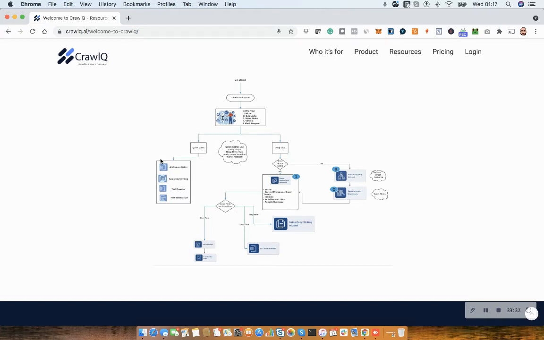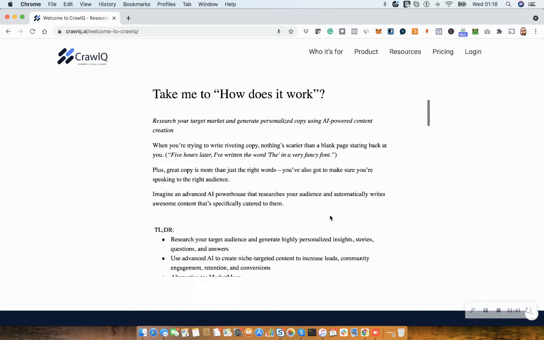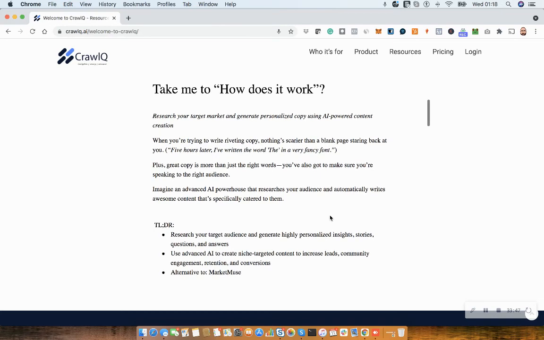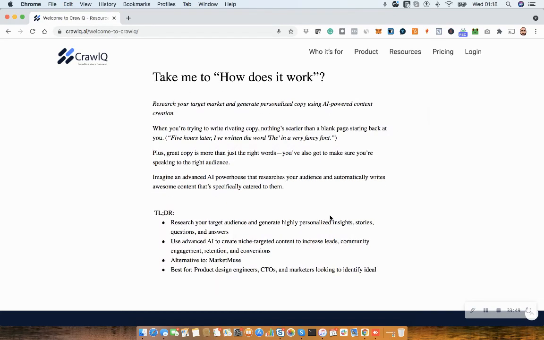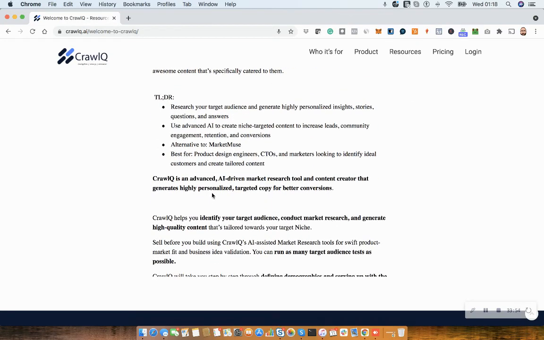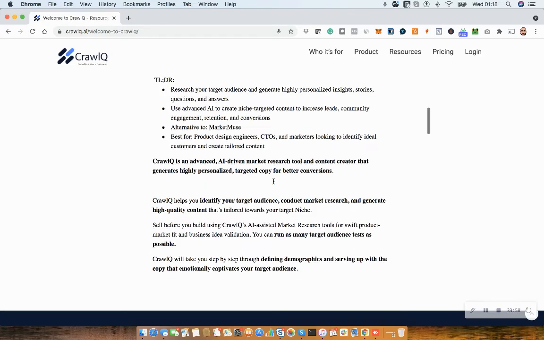Okay, so we are going to cover this in much more detail later, but this was a high level overview. So here you might be asking, take me on a quick tour. It's difficult, but let me try this. CrawlQ is obviously an advanced AI-driven, market research-driven content creation tool, right? So I think you get these ideas quite clearly so far.